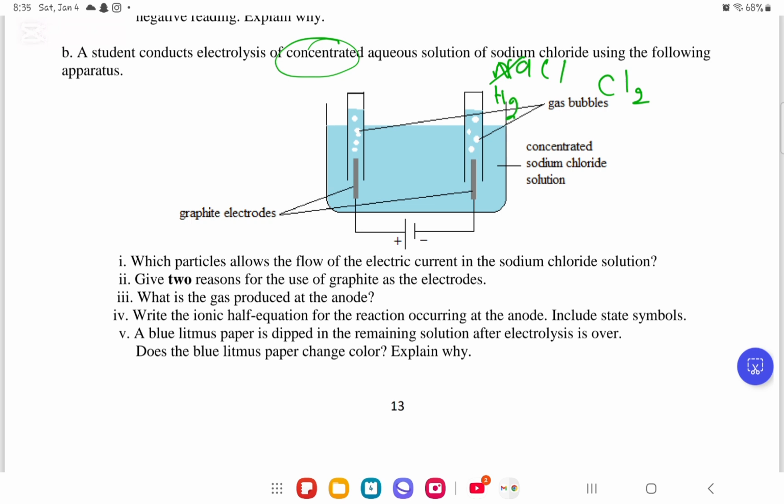Write the ionic half equation for the reaction occurring at the anode. Very simply, it is 2Cl⁻ will give us Cl₂ gas plus 2 electrons.